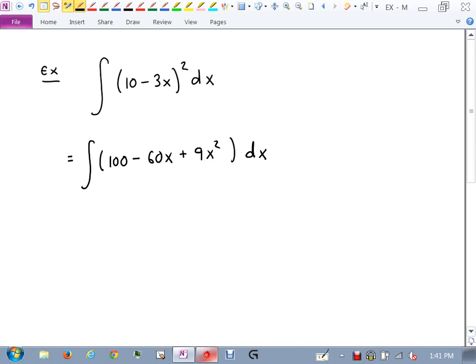Now, we don't like to do that because it's just more writing. So what we do is mentally, we take the antiderivative of each term separately. Okay? So let's see if you can keep up with this. What is the antiderivative of 100? 100x. Notice no more integral sign, right? No more integral sign, so I'm actually taking the antiderivative.